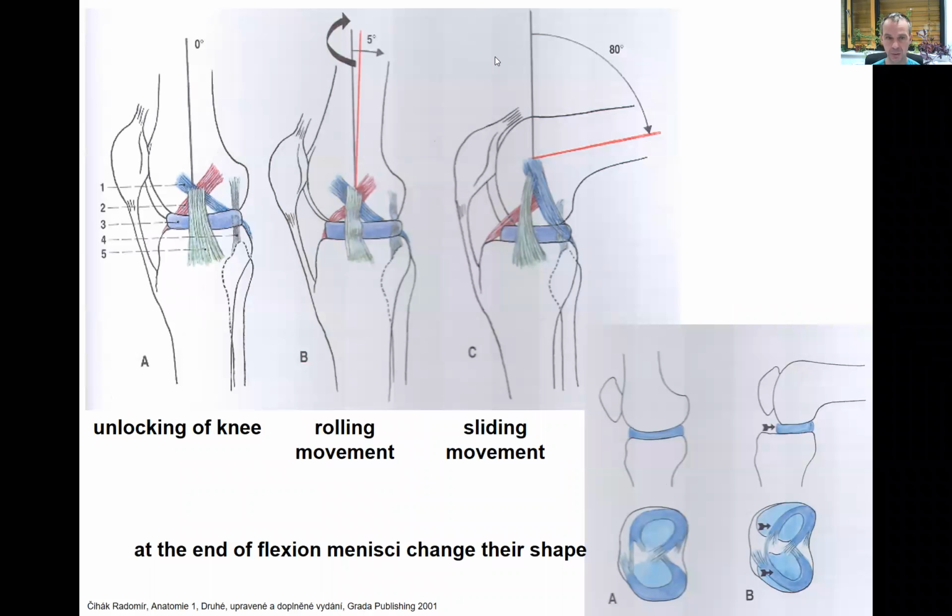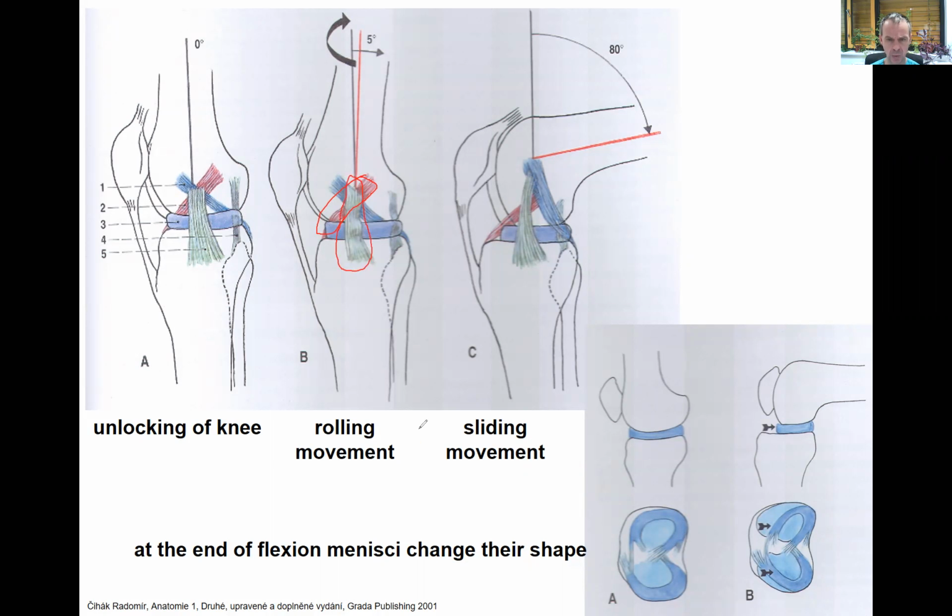And it is visible also here. The locked knee in extension is visible here. You can see that the ligaments are stretched. Then after unlocking the knee, that means the initial medial rotation of the tibia, you can see that the anterior cruciate ligament and also here the collateral ligament, they are relaxed.